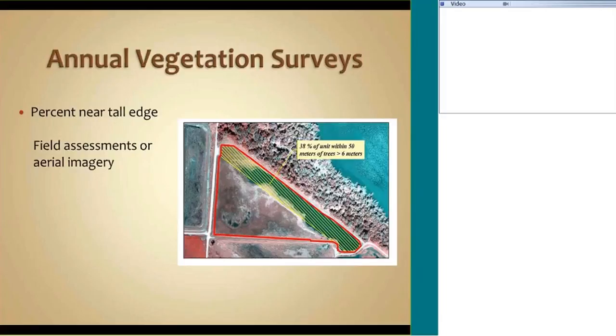The third metric that goes along on those annual vegetation surveys that are completed once late in the growing season is this percent tall edge. We've changed that. In the past it was strictly a field assessment. You just kind of eyeballed your unit and estimated the portion of the unit within 50 meters of trees greater than 6 meters in height. But now we allow folks to do that as a heads-up exercise in GIS, a real quick and dirty buffer exercise, and you can get your percent cover per unit that way.